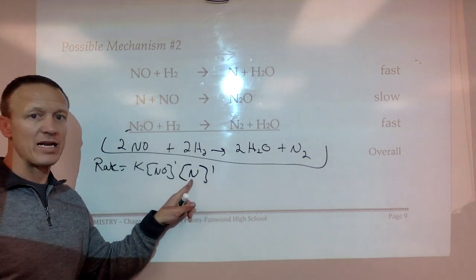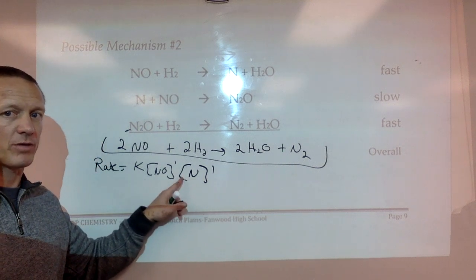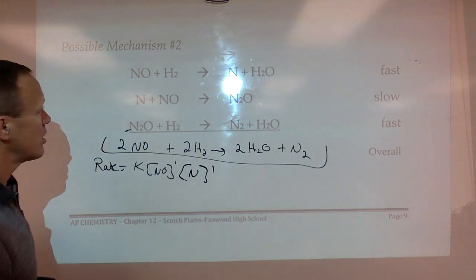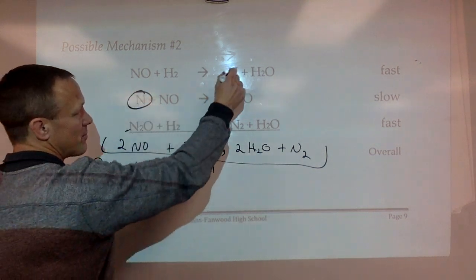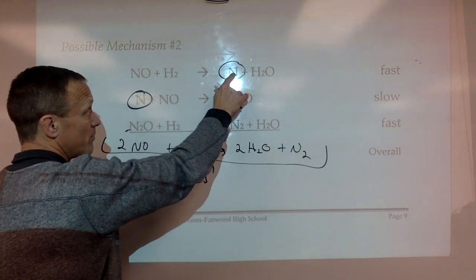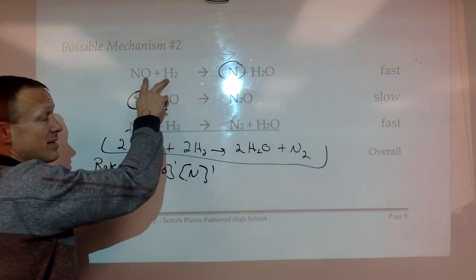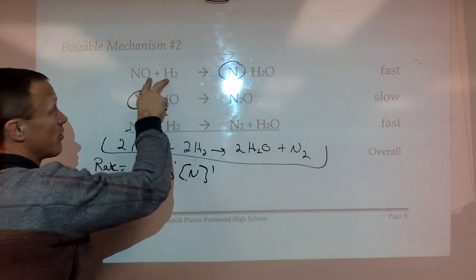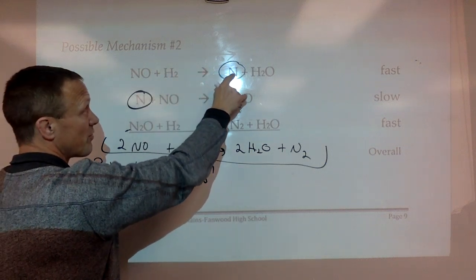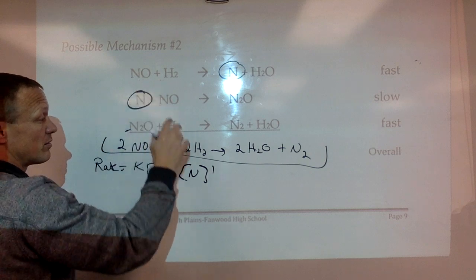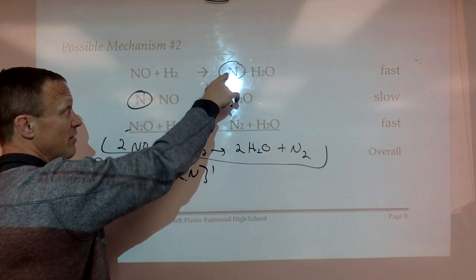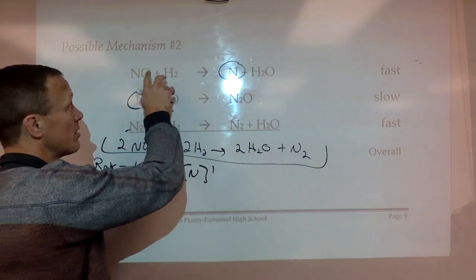Well, this N is an intermediate. Intermediates cannot be part of your rate expression. So the formation of this is formed by these, so this being formed is dependent on those. I'm going to substitute these two things in. So for N, I'm going to substitute NO and H2, because this intermediate being formed is dependent on those.